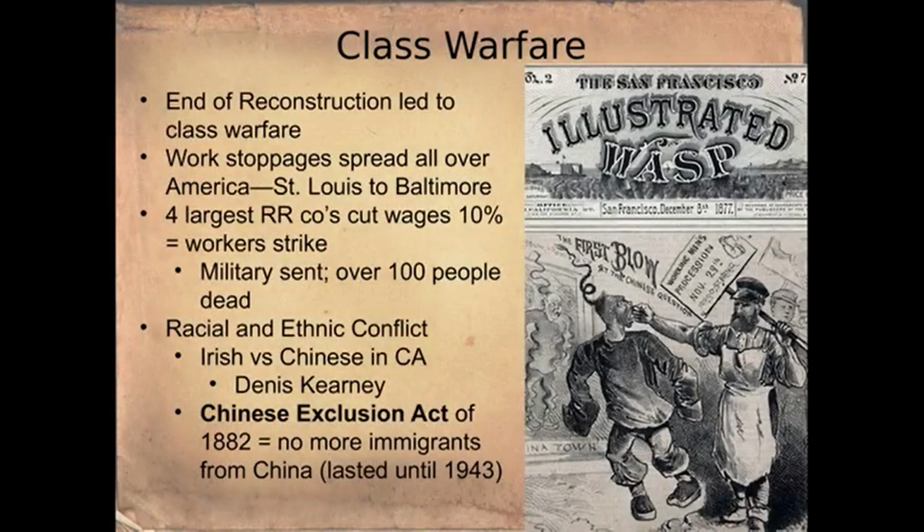Ultimately, they end up passing the Chinese Exclusion Act of 1882, because of the conflict between Irish and Chinese, and basically it said no more immigrants from China are allowed in the U.S. And that lasts all the way until 1943. So again, this idea of a prize fighter, America is like, we're standing, but we're wobbling, right? But we've really got some bad things going on there. The Chinese Exclusion Act is terrible.